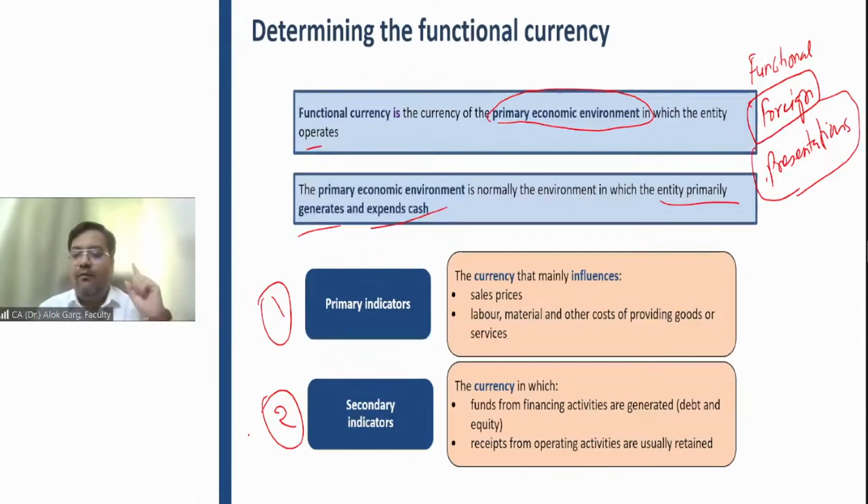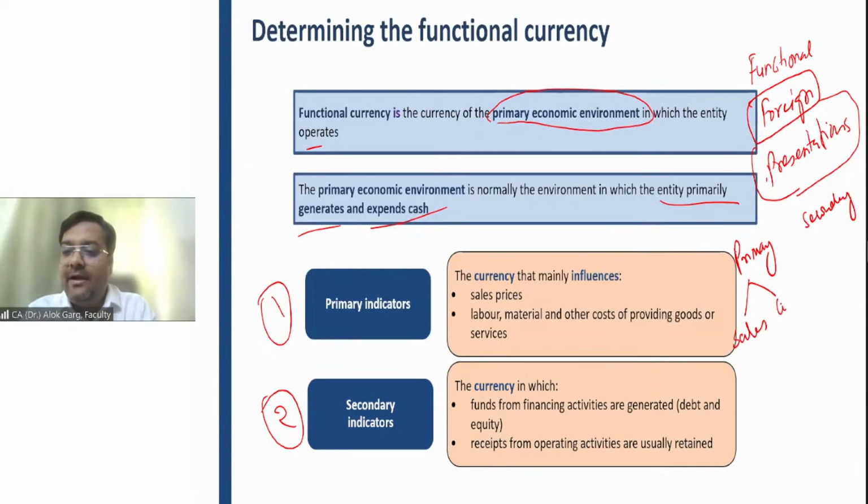So friends, for finalizing the functional currency, you need to look at two indicators, primary indicators and secondary indicators. In primary, you need to look at the revenue, sales, and cost. In secondary, you need to look at your financing activity, I mean to say equity and debt, and you need to look at the retained profits or retained cash earnings, right?